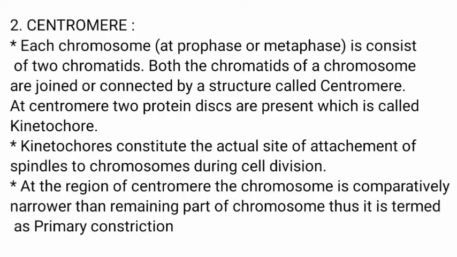Each chromosome consists of two chromatids. Both chromatids are joined or connected by a structure called the centromere or primary constriction. The centromere is covered by proteinaceous disc-shaped structures called kinetochores. The kinetochore is the exact structure where the spindle fibers are connected to chromosomes. At the region of the centromere, the chromosome is comparatively narrower than the remaining part of the chromosome. Thus, it is termed primary constriction.